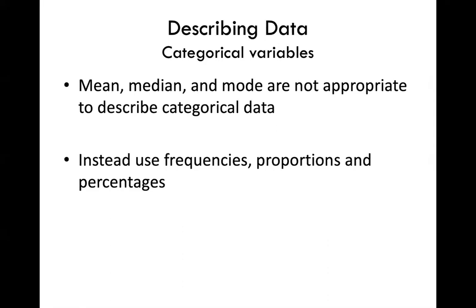Okay, so we're going to take a break from continuous variables, and we're going to talk about categorical variables, which are, I think, easier and more straightforward. The mean, the median, and the mode are not appropriate to describe categorical data. Okay, we can't add them up and divide them. Instead, we use something called frequencies, proportions, and percentages.